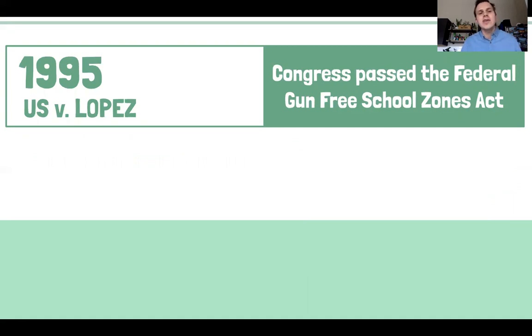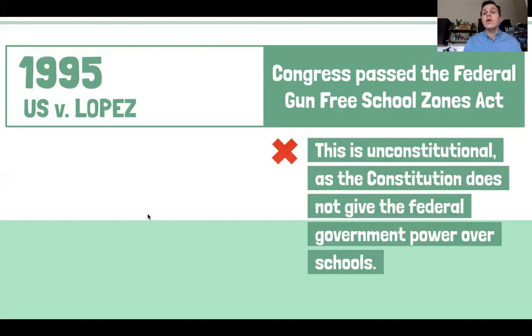See, what happened was, in the case of U.S. versus Lopez, Congress had passed the Federal Gun-Free School Zones Act. And a young man named Lopez in the state of Texas was prosecuted under both Texas and federal law. Texas decided to drop their charges to help fight what they saw as an unjust use of federal power, the Federal Gun-Free School Zones Act. In fact, the Supreme Court agreed.